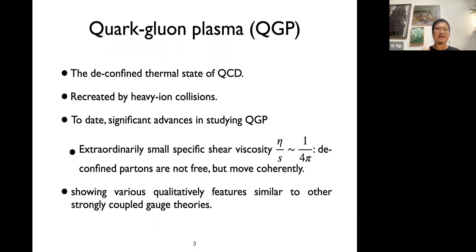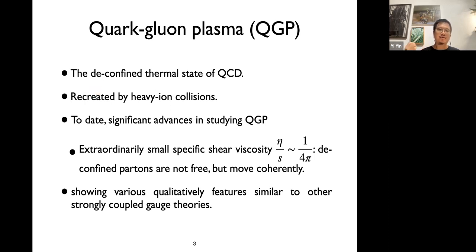So far my discussion is quite general, but I would also like to put it in some specific context. Namely, one of our motivations is to understand the quark-gluon plasma better. So what is the quark-gluon plasma? You can think of the quark-gluon plasma as deconfined thermal QCD matter. Usually quarks and gluons are confined in protons, but if you heat the QCD vacuum up, you can get such a deconfined thermal state.